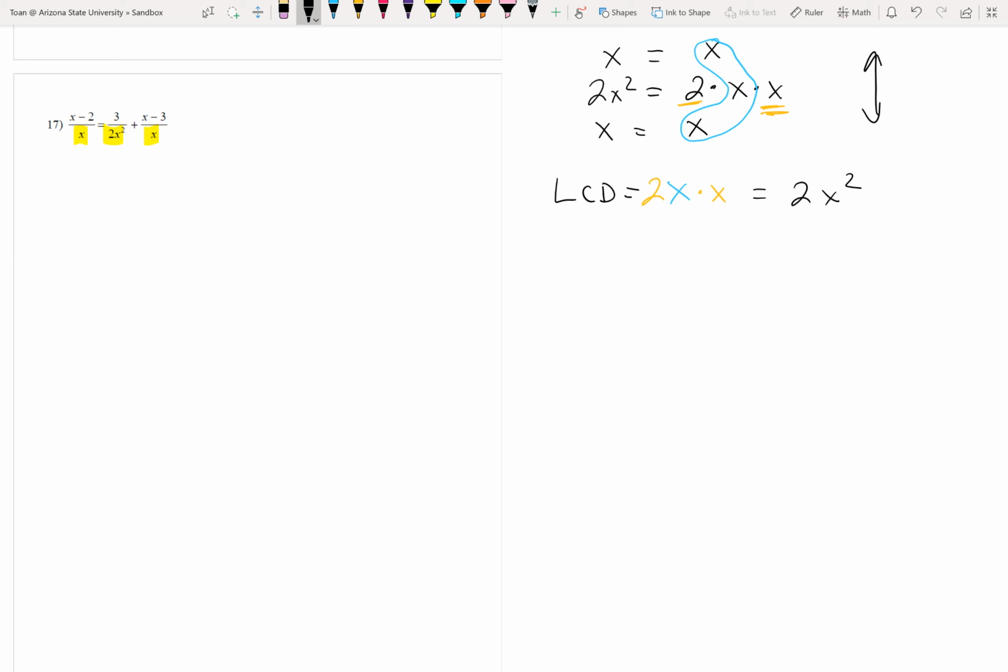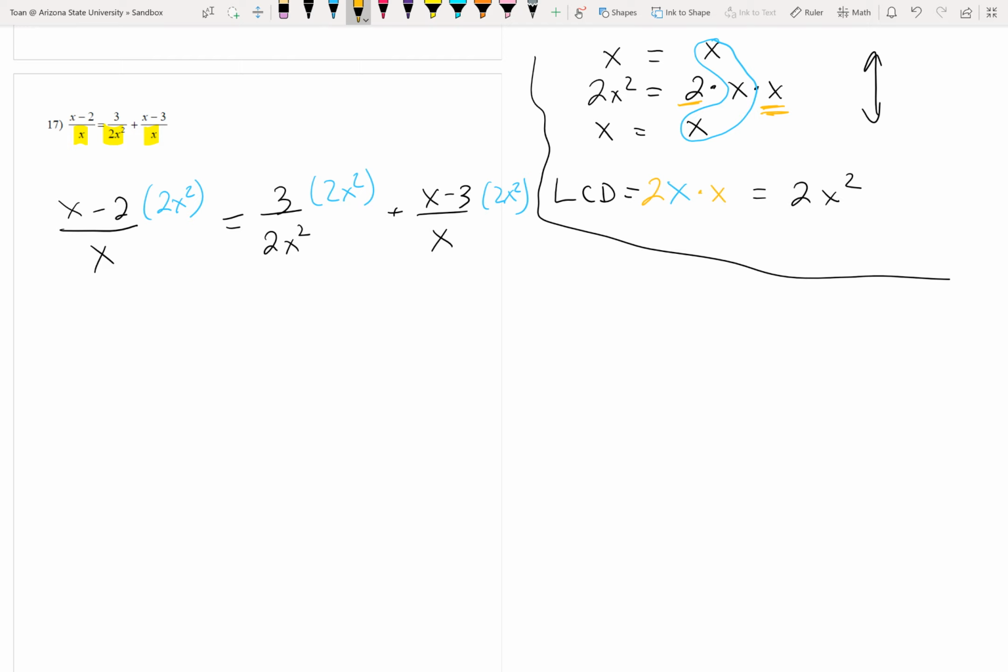So what I'm going to do is rewrite the equation with some space, because I'm going to multiply. Space equals 3 over 2x squared, space, plus x minus 3 over x. And then just multiply every term by the LCD. Multiply by 2x squared, multiply by 2x squared, multiply by 2x squared. Let's separate the scratch work here.